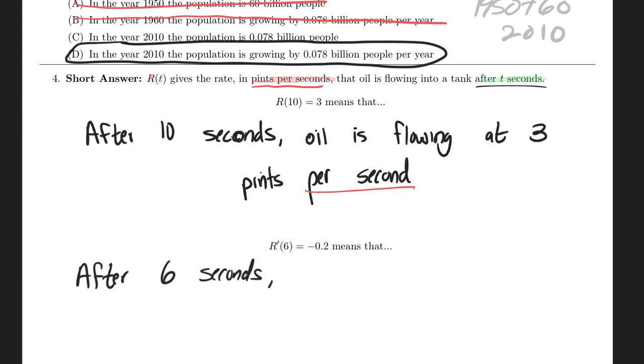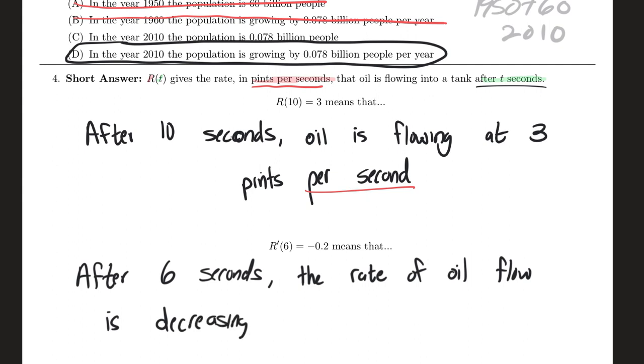And then R prime represents a rate of change, and it's negative, so it's going to be going down. So after 6 seconds, the rate of oil flow, because that's our original output, is decreasing by 0.2. So the rate of the oil flow is our original output, and it's changing by the 0.2. And again, since it was negative to begin with, it's decreasing.